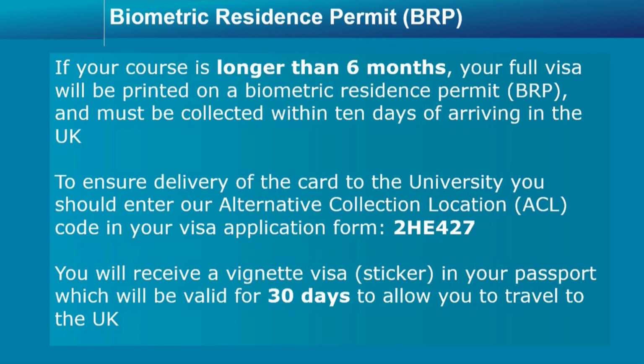The sticker will be valid for 30 days, and you will use that to travel to the UK. The 30 days will start either 30 days before your course start date or 7 days before the travel date you indicated on your visa application form, whichever is later. So, for example, if your course starts on the 23rd of September, the earliest you can enter the UK is the 23rd of August, and you can state your preferred travel date in the visa application, and they will take that into account when issuing your 30-day vignette sticker.